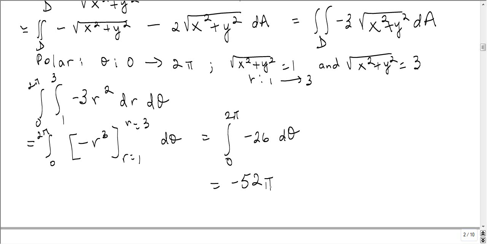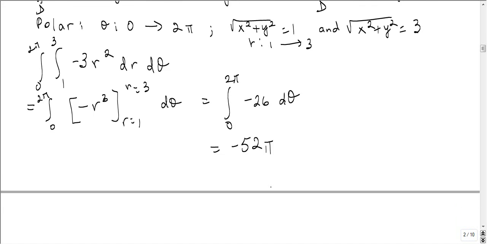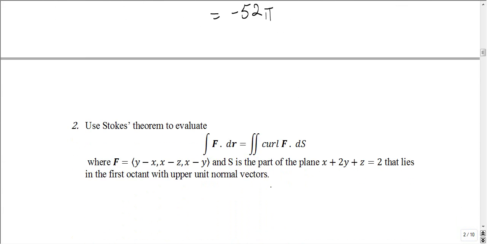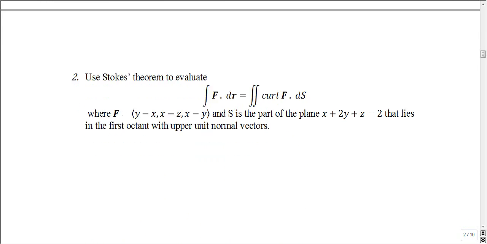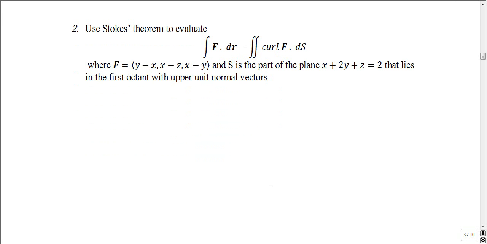Let's do another. Use Stokes' theorem to evaluate. Let's put this C again and let's put this S. Curl F dot dS, where F is this vector field and S is the part of the plane x plus 2y plus z equals 2 that lies in the first octant with upper unit normal vectors.